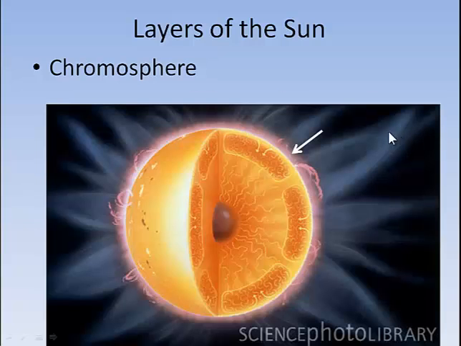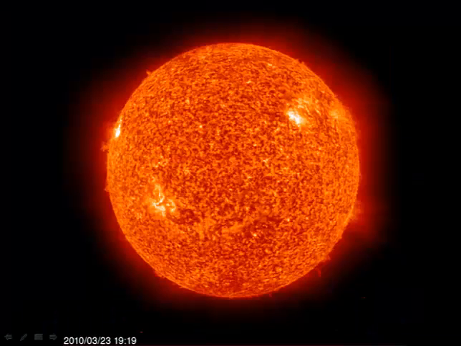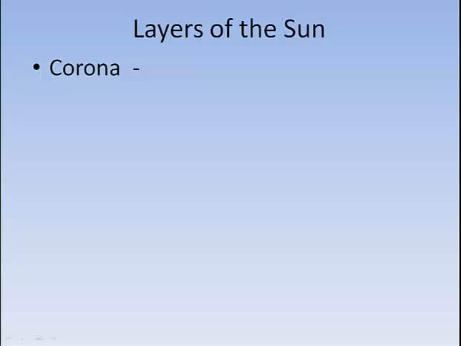So on this diagram, you can see this reddish haze here all the way around the sun. That's the chromosphere. And if we look at the sun in a telescope with a special filter, we can see the chromosphere. And this is the chromosphere here, this reddish haze that surrounds the sun. It's the inner part of the sun's atmosphere.